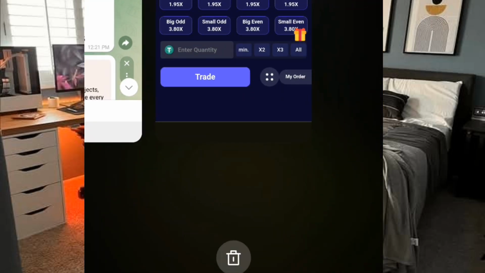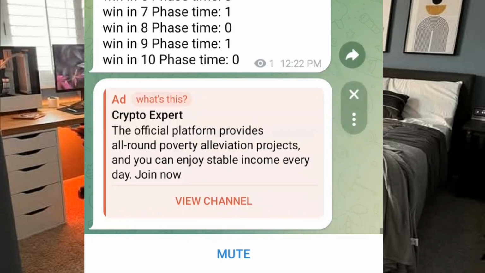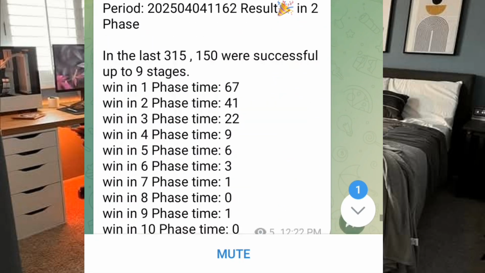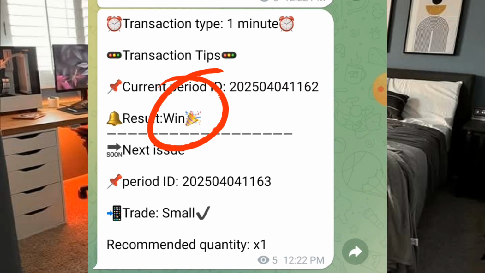Alright, let's check if this was a win or not. Okay, this was a win. Alright, this was a win, and you can see the particle right here indicates that we had a winning trade.